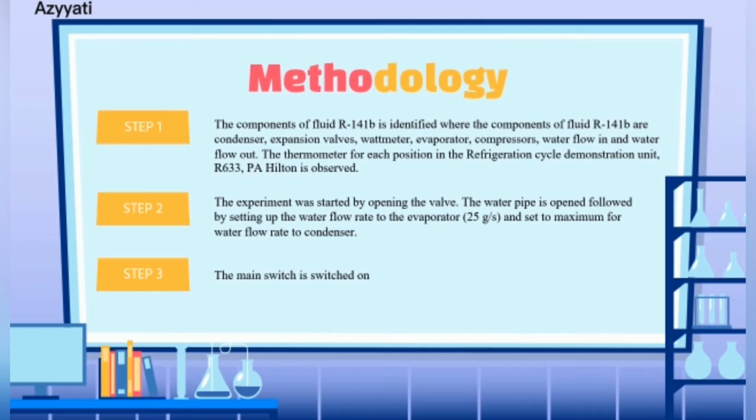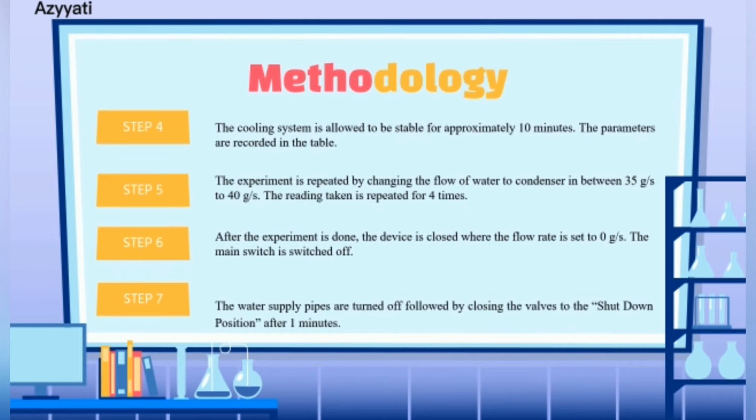Step 2. The experiment was started by opening the valve. The water pipe is opened, followed by setting the water flow rate to the evaporator at 35 grams per second and setting the water flow rate to the condenser to the maximum. Step 3. The main switch is switched on. Step 4. The cooling system is allowed to stabilize for approximately 10 minutes. The parameters are recorded in the table.